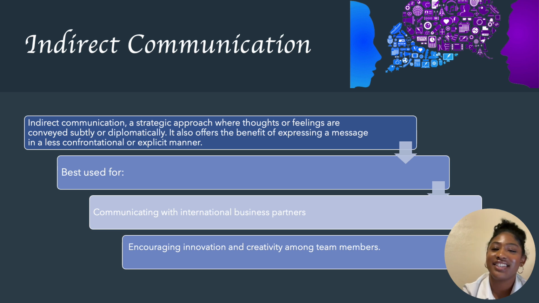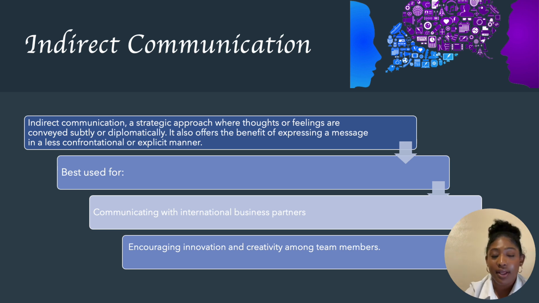Our first communication type is indirect communication. Indirect communication is a strategic approach where thoughts or feelings are conveyed subtly or diplomatically. It also offers the benefit of expressing a message in a less confrontational or explicit manner. A business situation where indirect communication is best used is while communicating with international business partners.